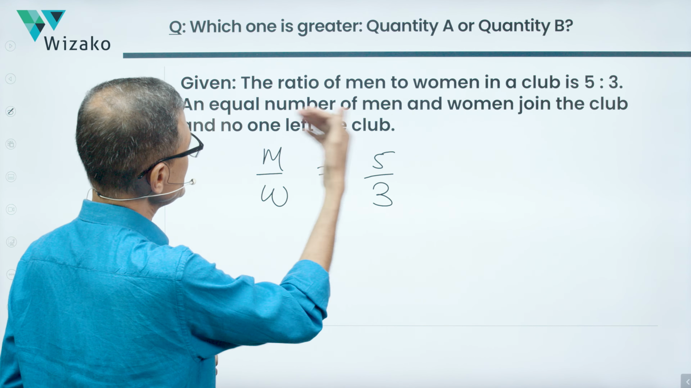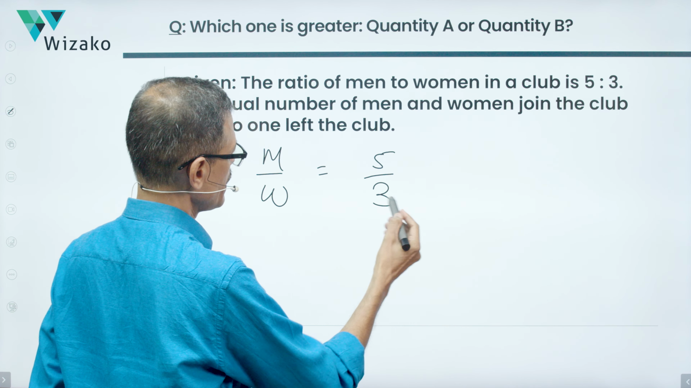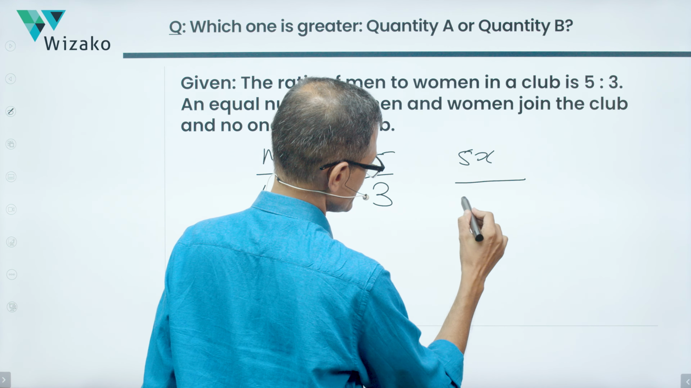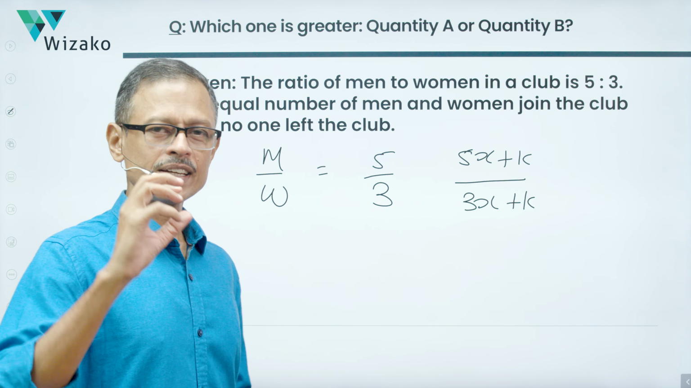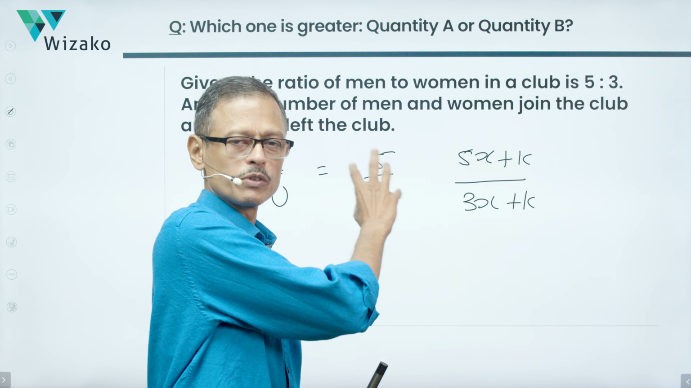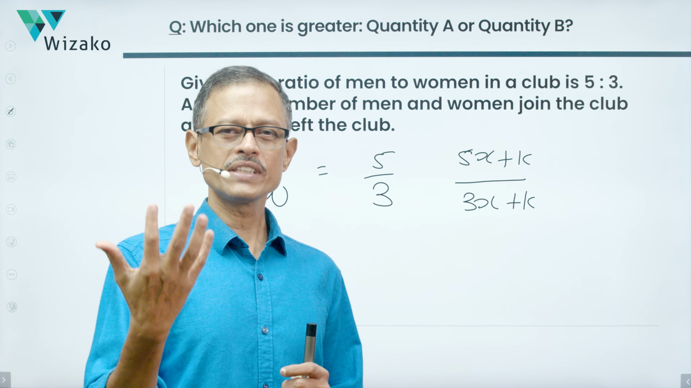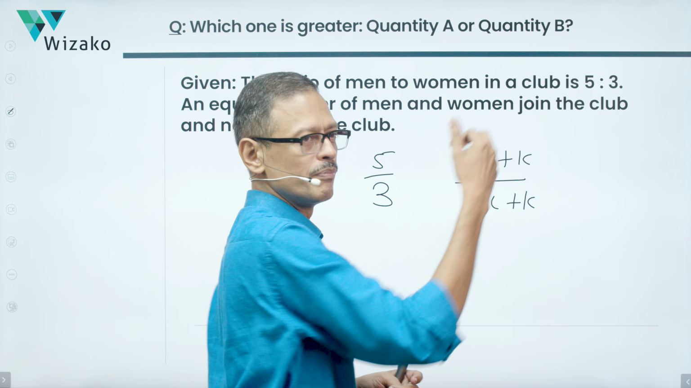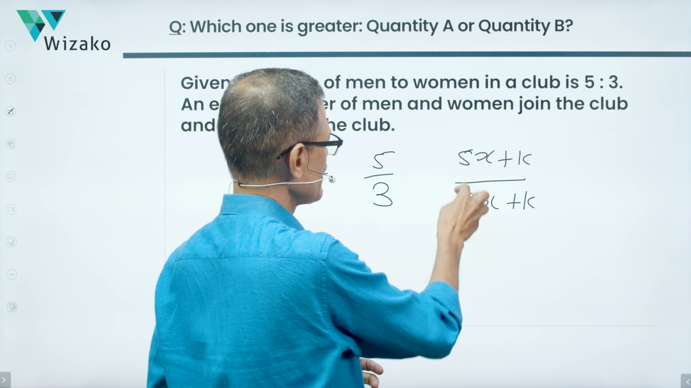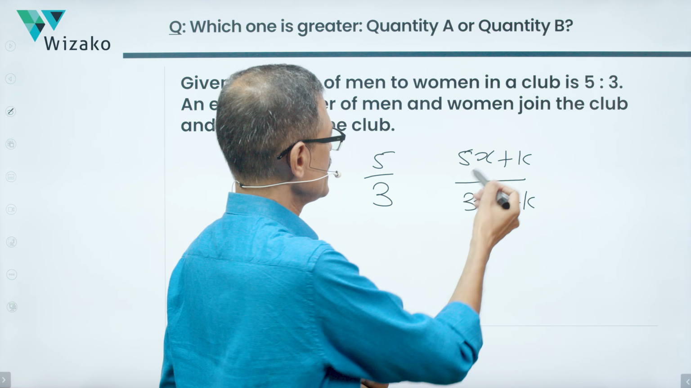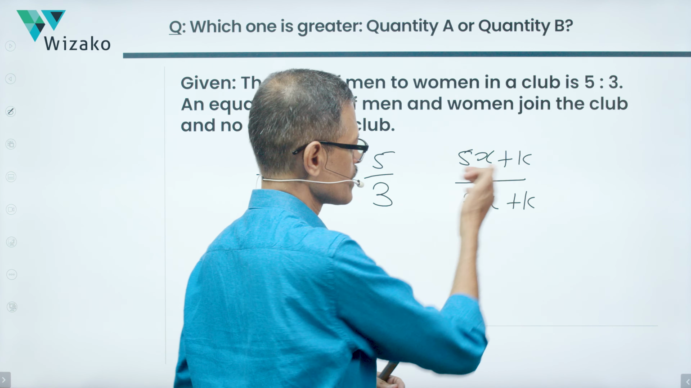Now what they're saying is an equal number of men and women joined the club and no one left the club. So if the number of people is 5x initially and 3x initially, let's say k men joined and k women joined. We need to compare 5/3, which is quantity B, the original ratio, with this (5x + k)/(3x + k). A few things to note. 5:3, the ratio of men to women, because you're talking about number of men and number of women, has to be a positive integer. So 5x and 3x together will be positive integers. Men and women, equal number joined, so this is a positive quantity, has to be an integer. So k is a positive integer.